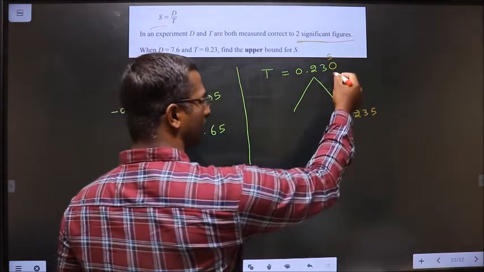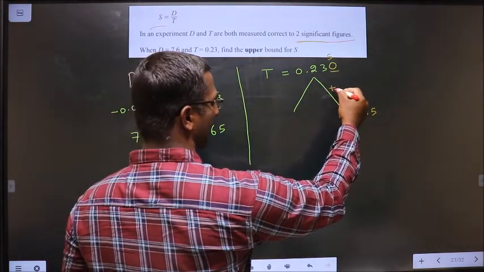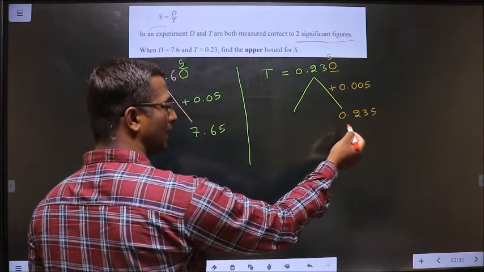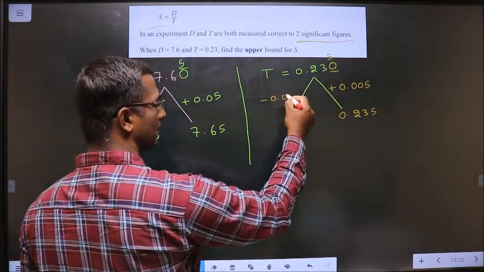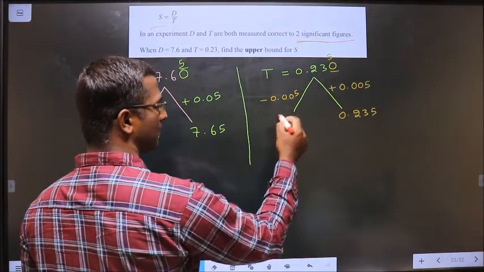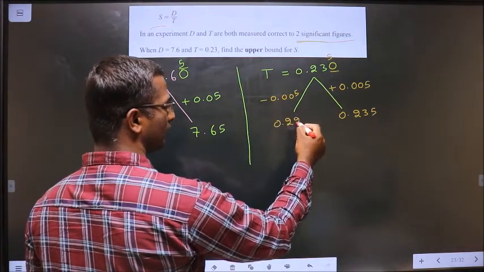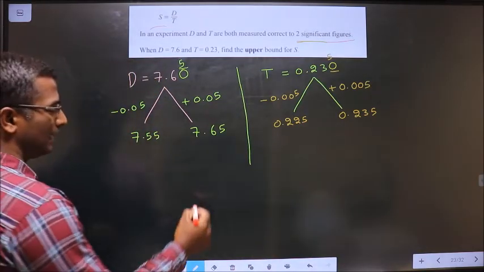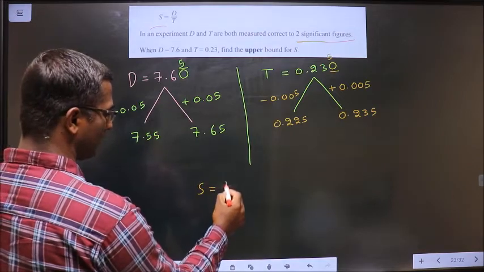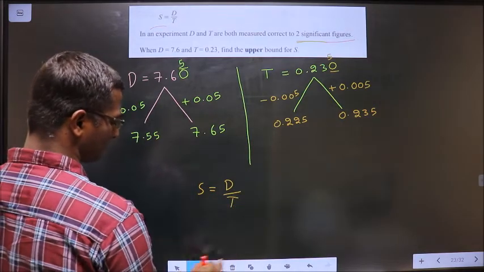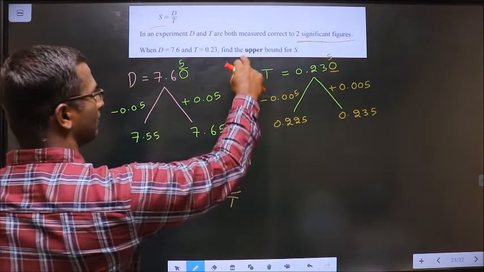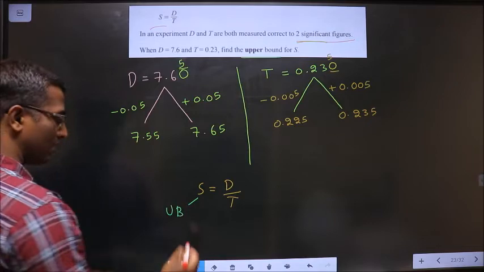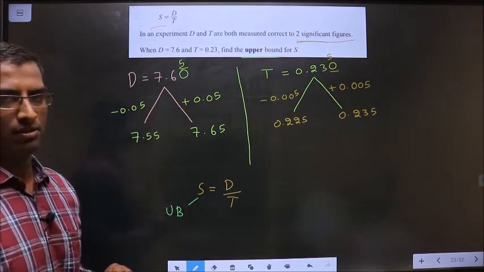Accepted? Now to get 5 over here, I should add 0.005. So whatever I am adding, I should also subtract the same thing. So when I subtract, I get 0.225. Clear? Now, the given equation is S equal to d by t. We have to find the upper bound for S.